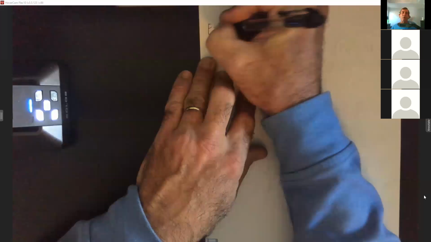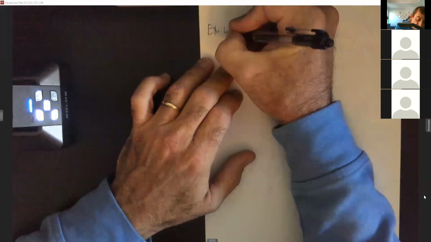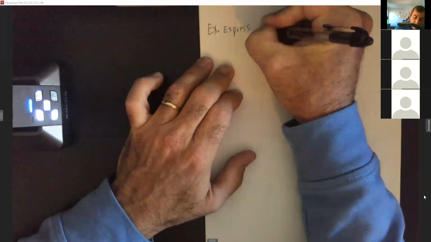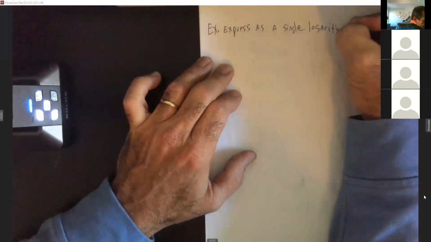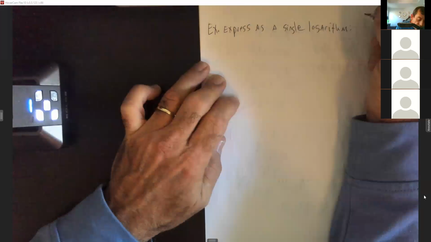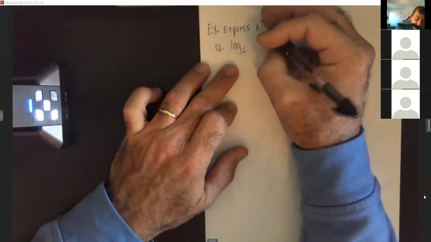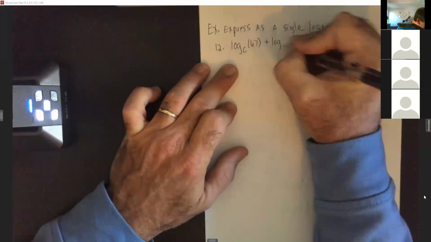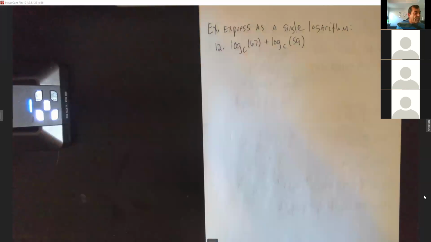So now we're going to go the other way and rewrite sums and differences as a single logarithm. So express as a single logarithm. This one has a log base C of 67 plus a log base C of 59. So I'll probably have to break out the calculator for that.